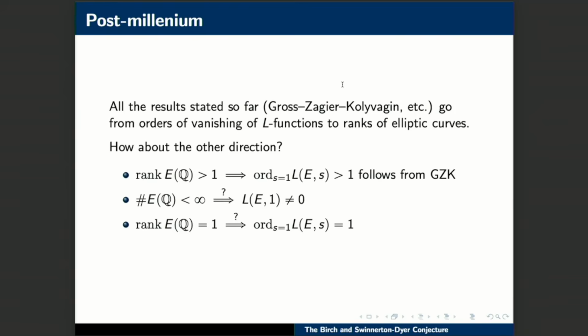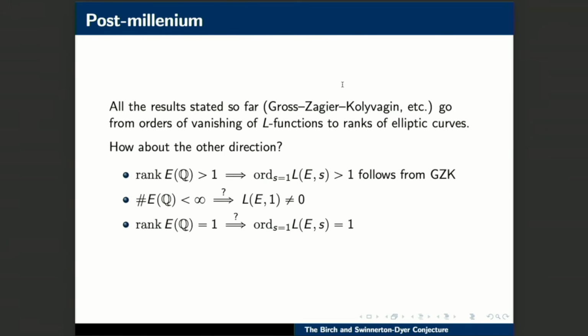If we actually knew that the rank of the elliptic curve was greater than 1, then we can conclude from Gross and Zagier and Kolyvagin that the order of the vanishing of the L function has to be greater than 1. But what about the case of 1, for instance? Or what about the actual equality of the ranks?